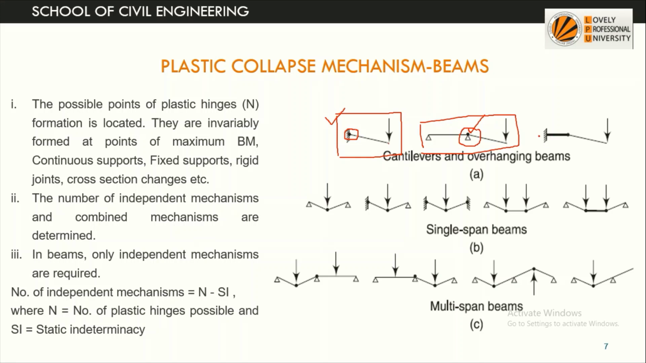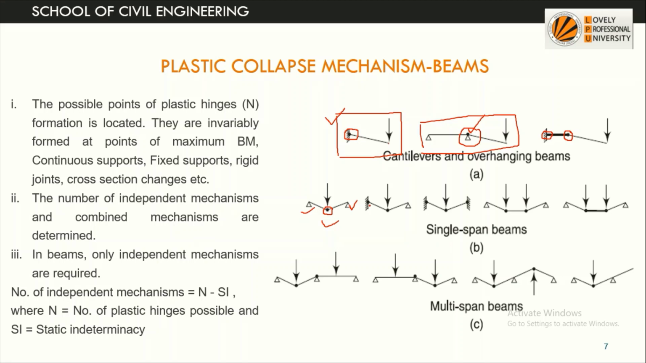Similarly, if the cross section of a cantilever beam is changing, then also we will say that a possible position of formation of a plastic hinge is one, and the other one is this one. Now suppose we take a simply supported beam. For a simply supported beam, bending moment is 0 at the support and it is maximum under the load. So it is showing that the plastic hinge will be found under the load.